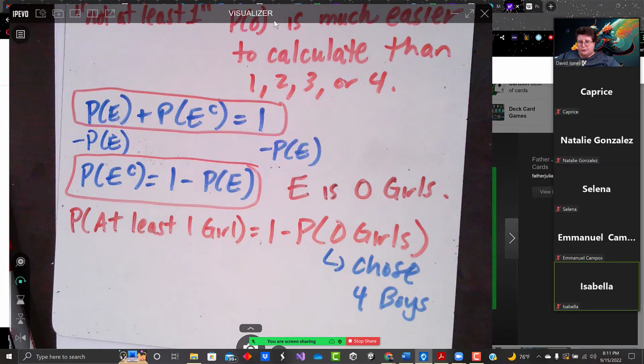About to hit 5.3, it's shorter. But those are some types of examples you'll see on the homework. You will definitely see something like this where they'll give you an at least or an at most, and you want to use this complement rule. Otherwise, you're going to make this really torturous on yourself.